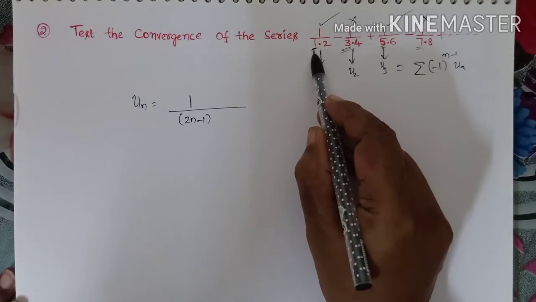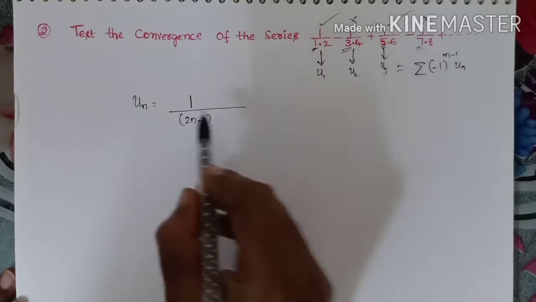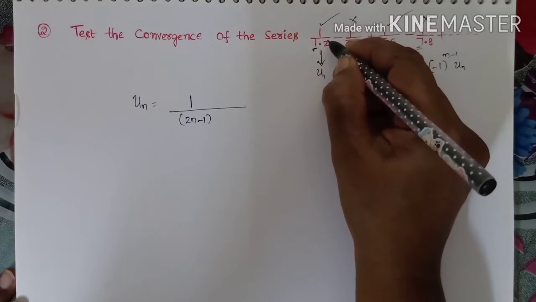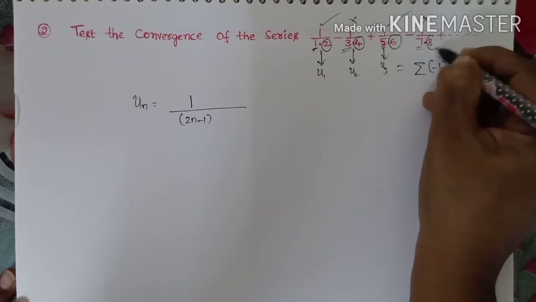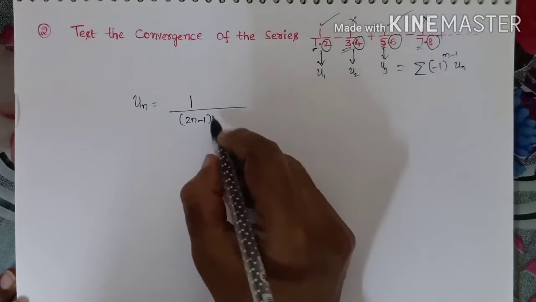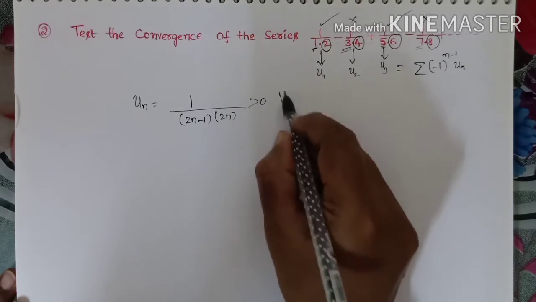Denominator, the first terms are 1, 3, 5, 7 are all odd numbers. The nth term of odd numbers is 2n minus 1. Whereas the second terms 2, 4, 6, 8 all are even numbers. The nth term of even numbers is 2n. Clearly this is greater than 0 for all n.